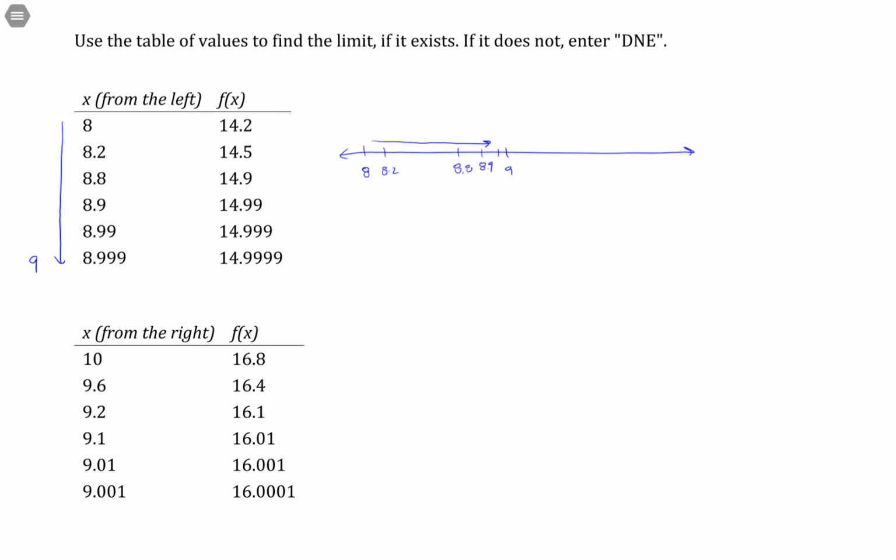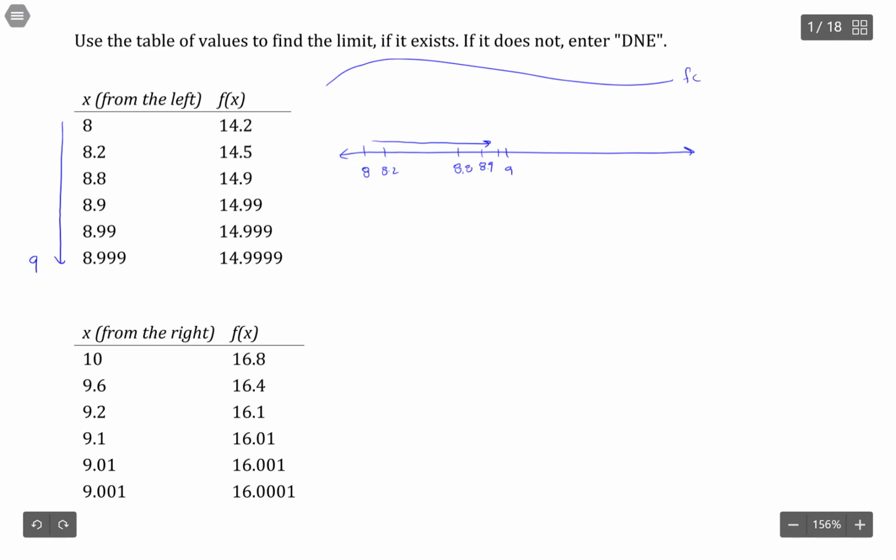And what's happening to the graph itself, so whatever this function looks like, as we approach, the graph is getting closer and closer to a specific number. So as we approach this from the left-hand side, this graph is approaching the value going 14, 14.5, 14.9, and so forth. We're getting closer and closer to the value 15 on the y-axis.